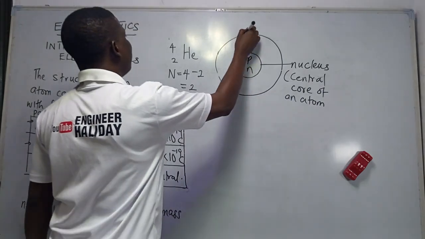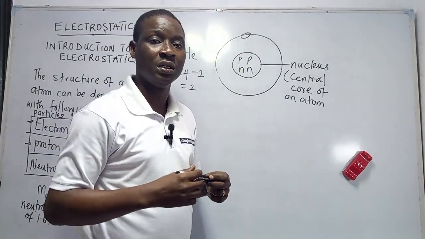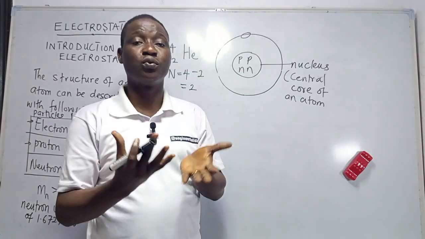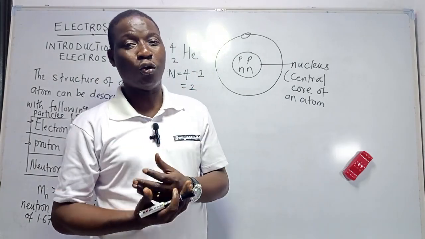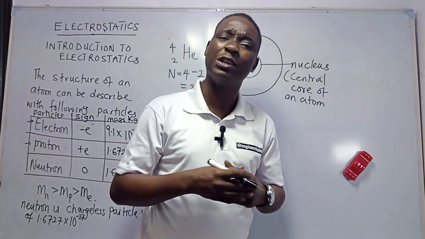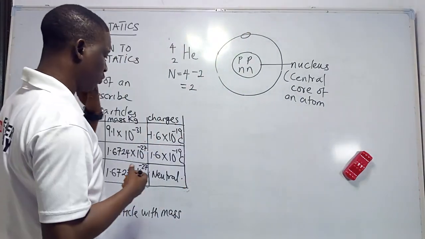Then it will be surrounded by electrons. Although Rutherford told us that the nucleus is where the proton is found and is surrounded by the electron, he could not explain neutron. It was James Chadwick that discovered neutron. Now let's continue.